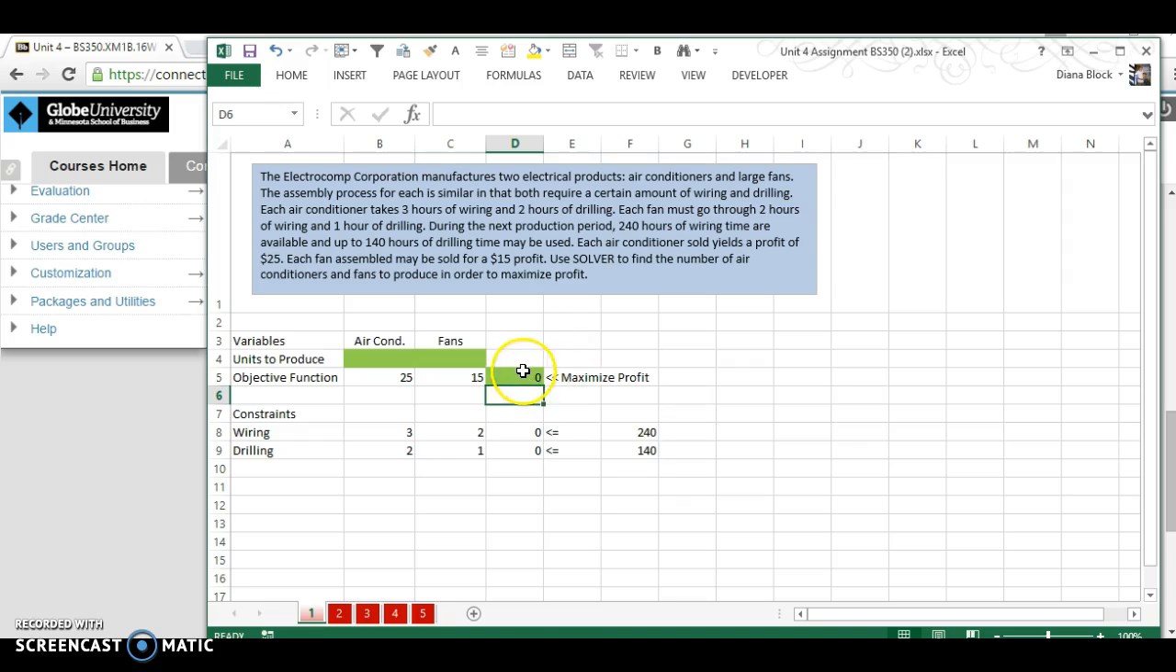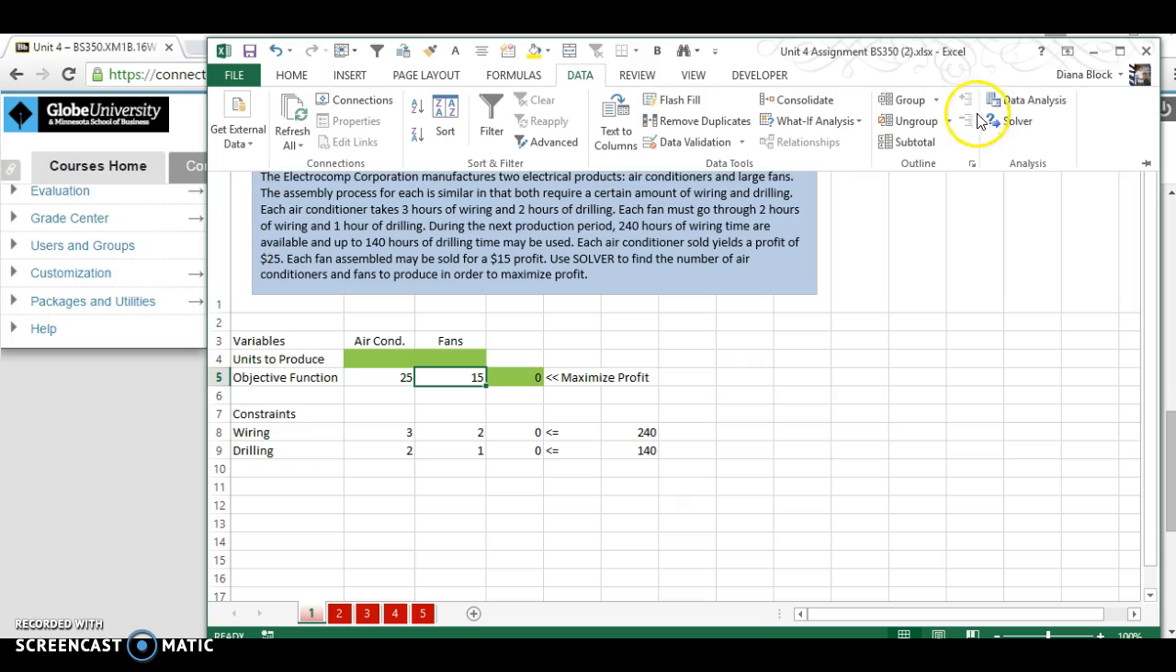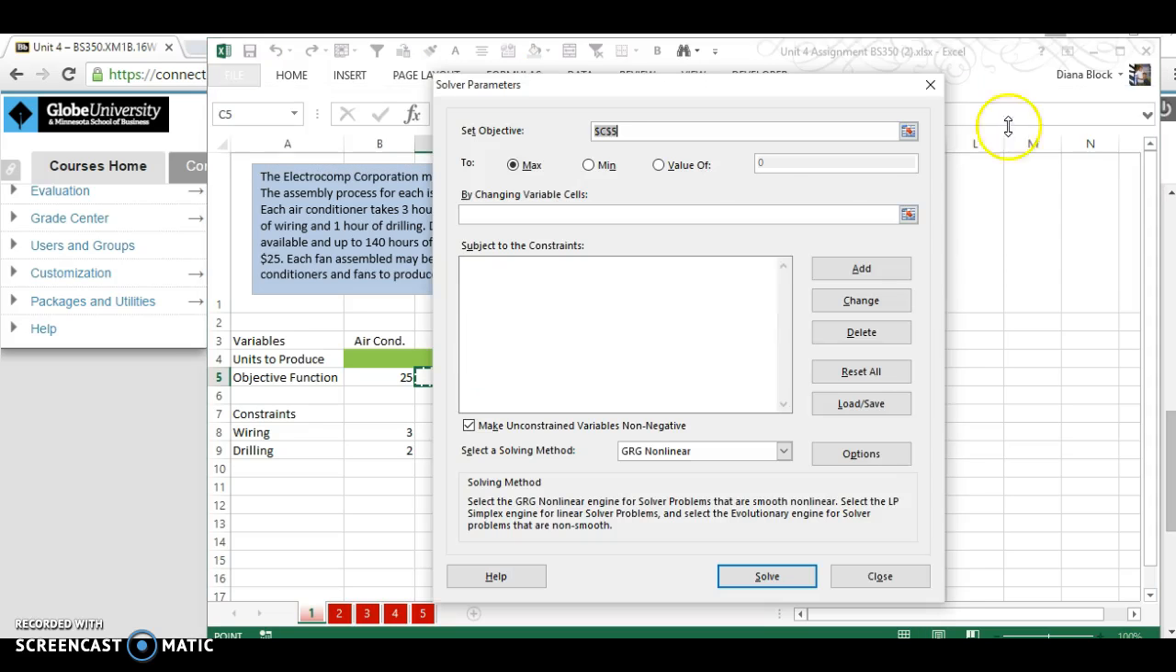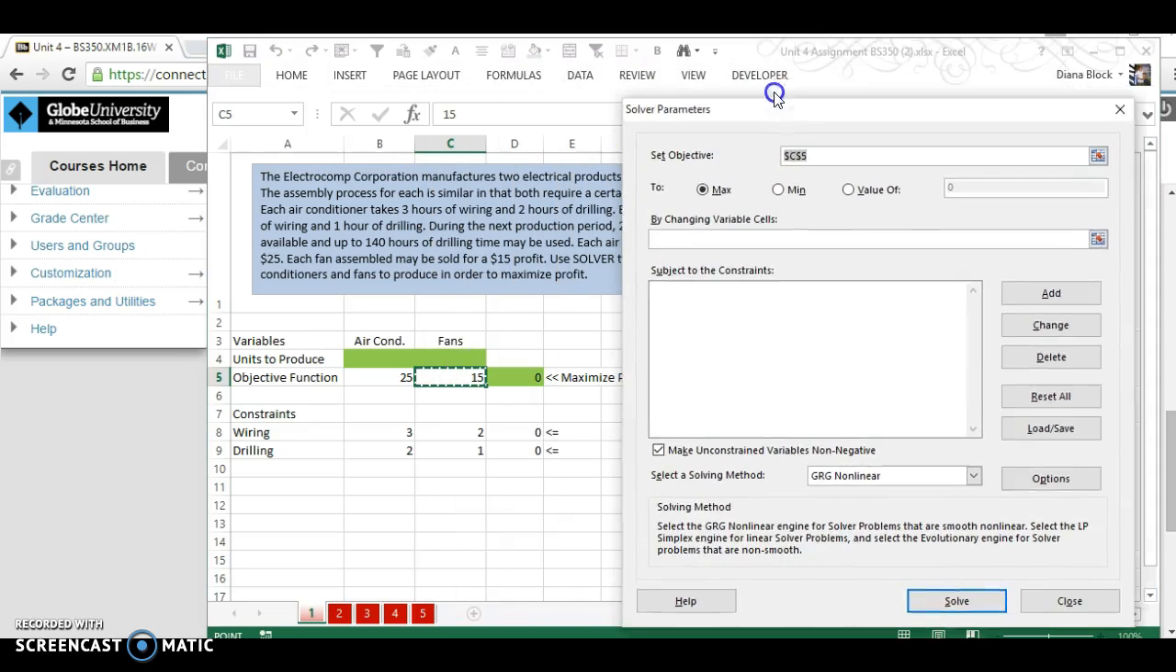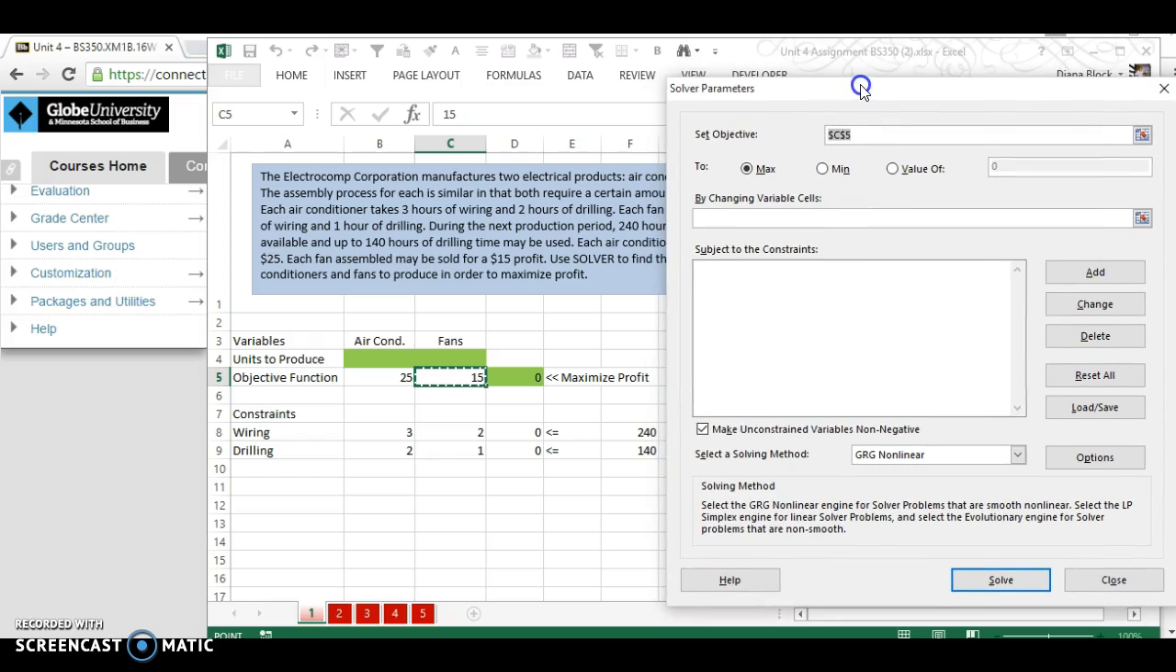Okay, so we have our formula for profit in. We have our objective function, which is the profit for each unit. We've got our constraints in. We are ready to go to Solver for this problem. So to use Solver, we go to the Data tab, Solver, and here's our Solver dialog box.